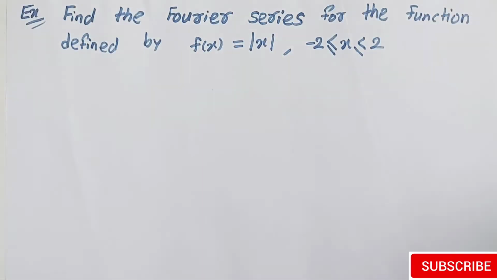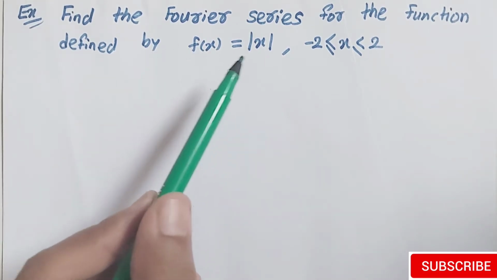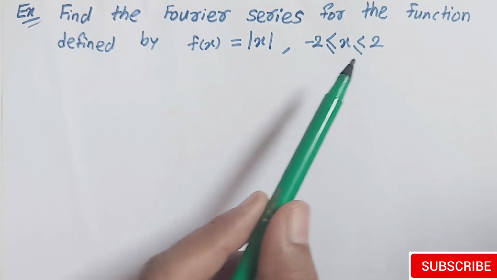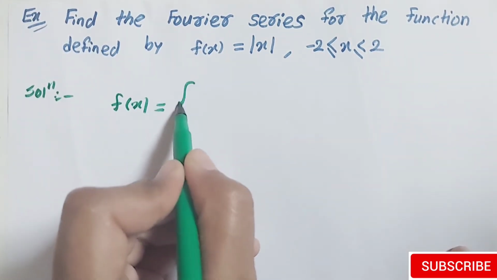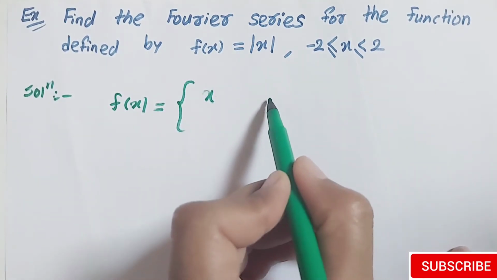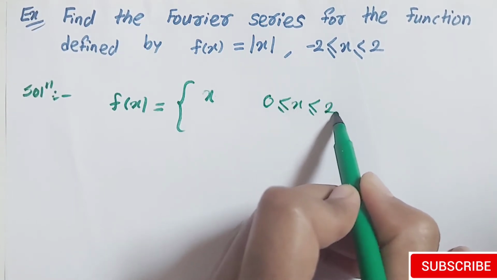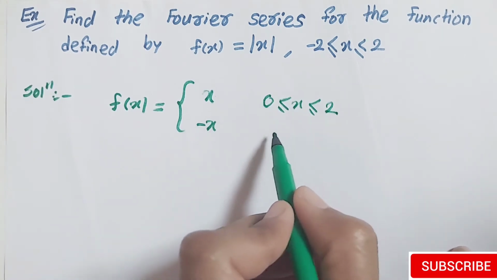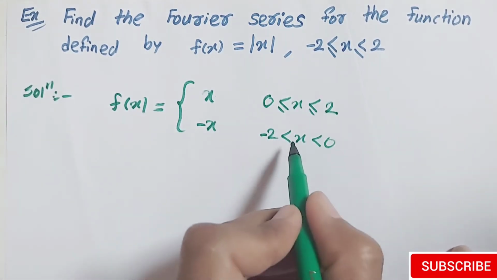So next example is find the Fourier series for the function defined by f of x equals to mod x in the interval minus 2 to 2. Okay. What is the meaning of mod x? That means f of x equals to x when x is positive. That means here 0 less than equals to x less than equals to 2. And it is minus x when x is negative. So here minus 2 less than x less than 0.